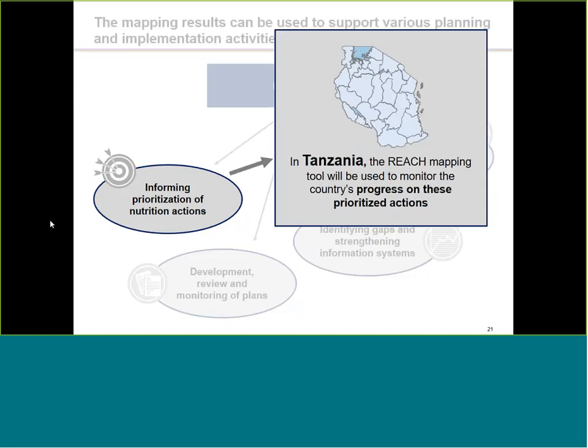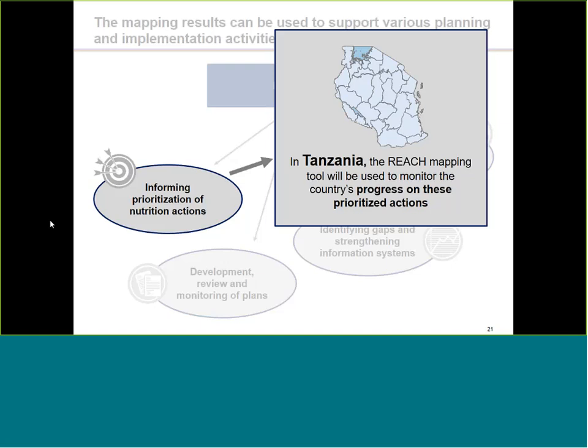Now, a couple of examples. In Tanzania, the stakeholder mapping has been conducted in multiple rounds, with the most recent round taking place in 2016 and collecting data at the district level. In preparation for conducting the exercise, the stakeholders across different sectors and groups, including government and development partners, came together to determine a list of core nutrition actions to be mapped. 16 core nutrition actions were identified, defined, and cover multiple sectors, including health, agriculture, education, WASH, and social protection. And these actions are both nutrition sensitive and nutrition specific.